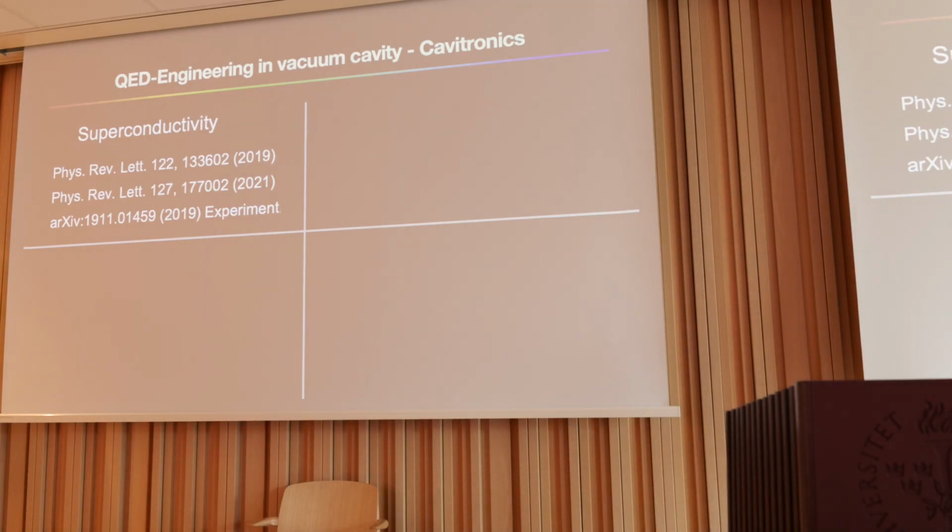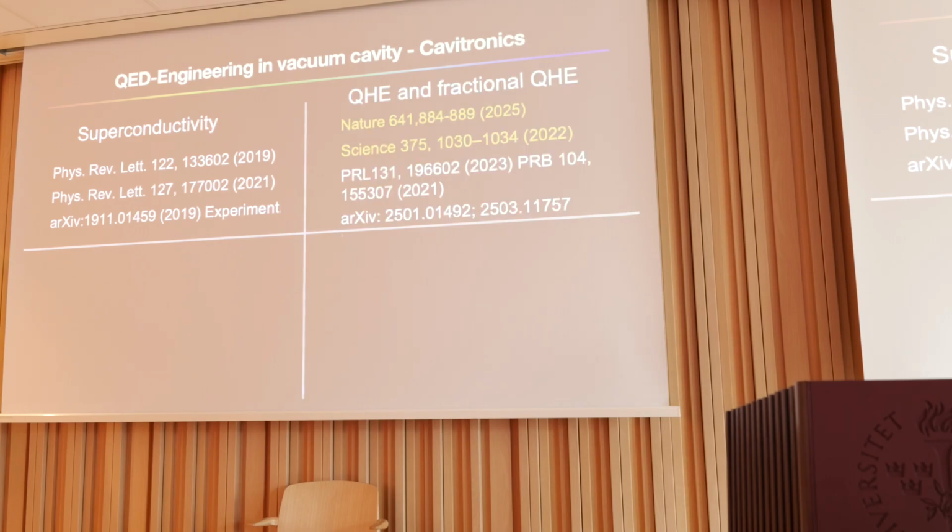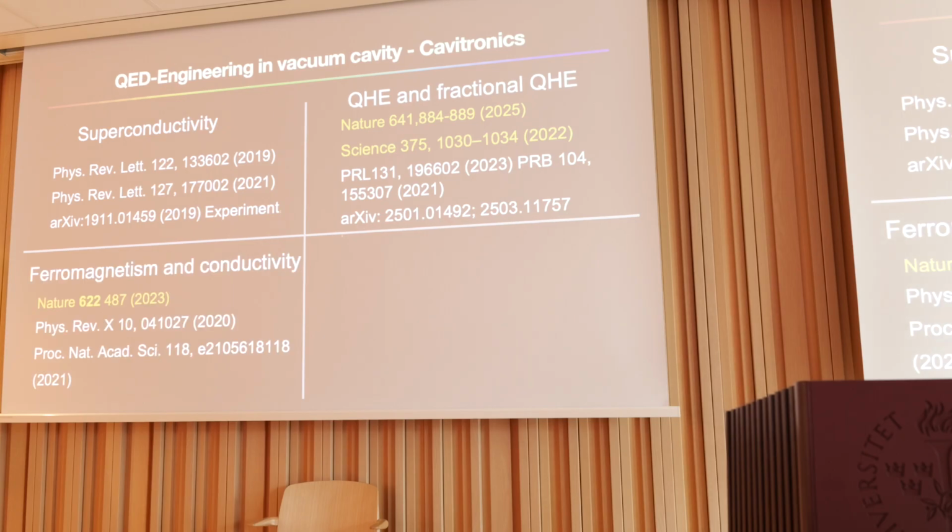So using cavity quantum fluctuations to tune the properties of materials has been done by some works. For example, the superconducting state can be changed by the cavity vacuum. And a recent very hot topic is that they put quantum Hall and fractional quantum Hall systems in the cavity, and they find the cavity can change the quantum Hall conductance. This is a very interesting recent result.